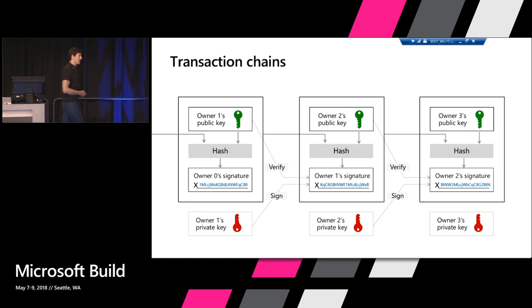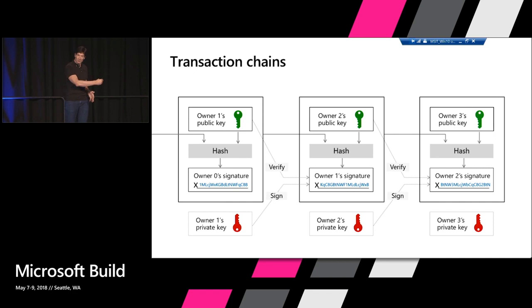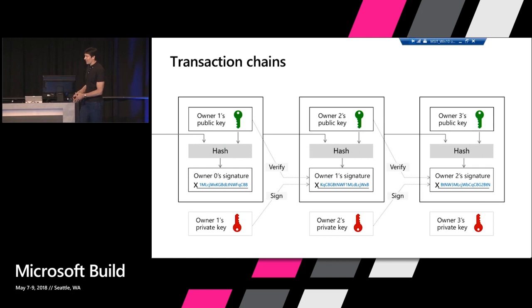So you start to see this immutable characteristic of blockchain show up here, with these transactions that reference one another and have this immutable record of who authorized the transaction. In this case, owner zero giving something to owner one, giving something to owner two. So these are the transaction chains that flow through a blockchain.